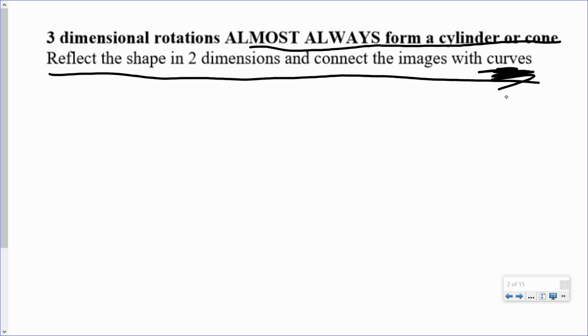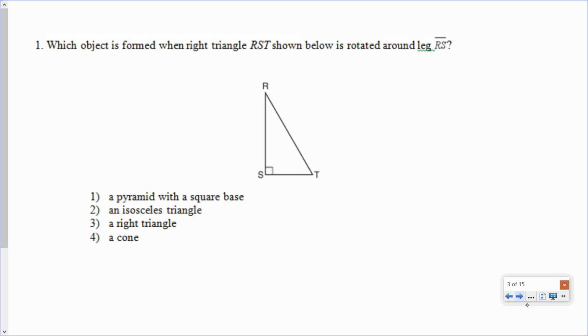A cylinder is curved, a cone is curved, a rectangular prism or a cube, since it's boxy, you can't end up with because it doesn't have any curves. So I'll show you exactly how to do this. Once you get the hang of it, it's pretty simple.